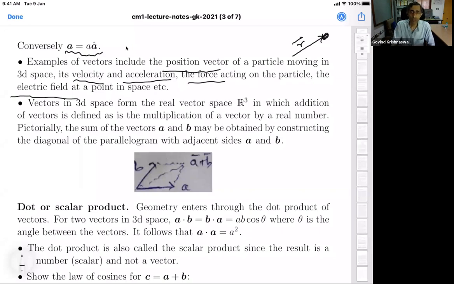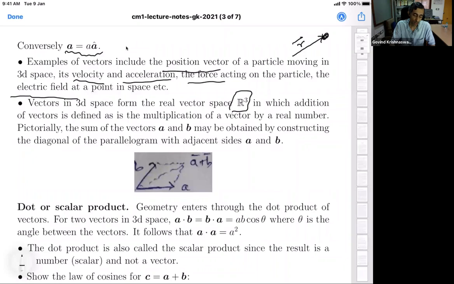Now vectors in 3-dimensional space form what is called a real vector space, denoted R3. So this is a new concept. Vectors in 3-dimensional space form a real vector space. And what do we mean by that? We mean that addition of vectors is defined. So you can take 2 vectors and add them, and get another vector in 3-dimensional Euclidean space.